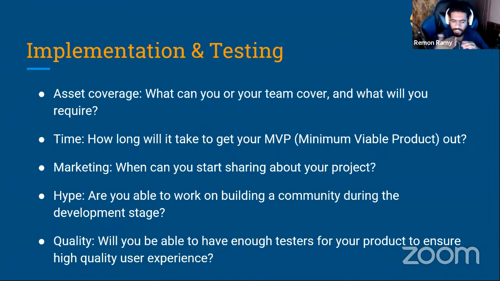Then you have the implementation and testing phase of your game. This is where you actually start developing your game. You've already had your prototype, you have something that's working that you can showcase, that has the idea and the feeling that you're trying to reach. This is the point where you start implementing your game. You start looking at asset coverage. What will you need to add? How long will it take you to reach a minimum viable product, or what we call an MVP, which is basically the minimum possible product that you can create with the least possible features, but still describes your game really well.